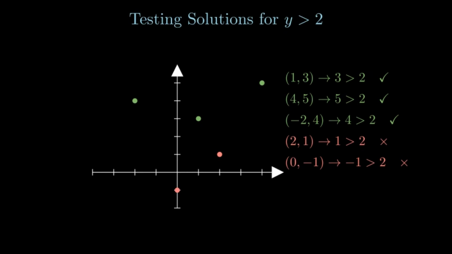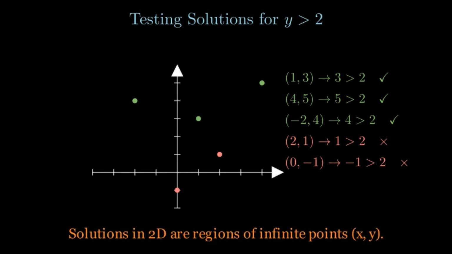Notice something important. In two variables, the solutions are not just a few individual points. There are infinitely many points that can satisfy the inequality. Together, these points form a region.